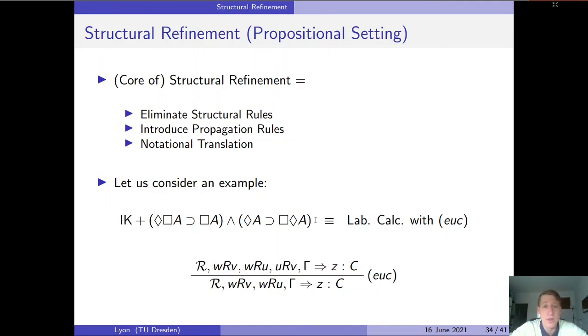And this example that I'll consider is with respect to the logic IK extended with the Euclidean axiom, which gives us a labeled calculus due to Simpson that includes the Euclidean rule, which is shown on the bottom of the slide. So this Euclidean structural rule is essentially equivalent to this axiom.